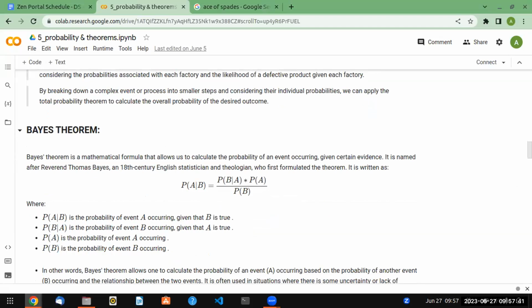Now, the difference between total probability and Bayes theorem is that Bayes theorem works with evidence. Bayes theorem is a mathematical formula that allows us to calculate the probability of an event occurring given certain evidence. The statistician and theologian developed this concept in the 18th century, and the formula for that is P(A|B). This is not "by"; it is A given B. This is how you need to read it.